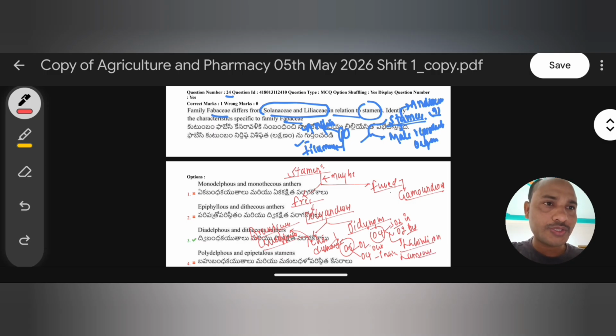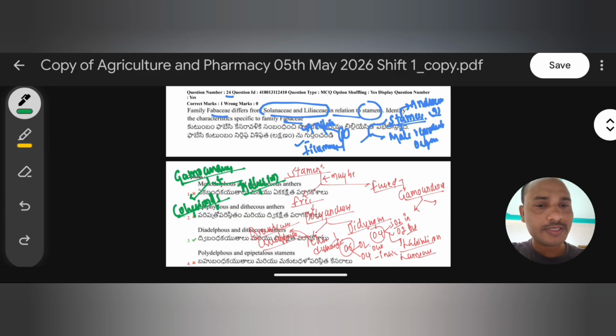Now coming to gamoandrous, in which again we have two types: cohesion of stamen and adhesion of stamen. These are based on the fusion of stamens with each other or with any other part. Cohesion of stamen means the stamens only are together, forming bundles. Adhesion means the stamen is attached to something other than stamens, like sepals, petals or other structures.